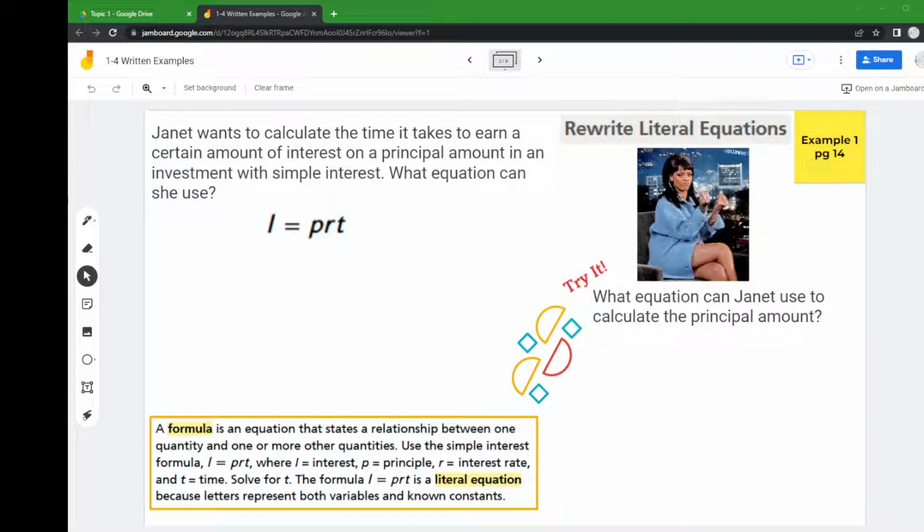In today's video, I'm covering example 1 from section 1-4 in the SavvasRealize Algebra 1 textbook. Today's video is about how to rewrite a literal equation.